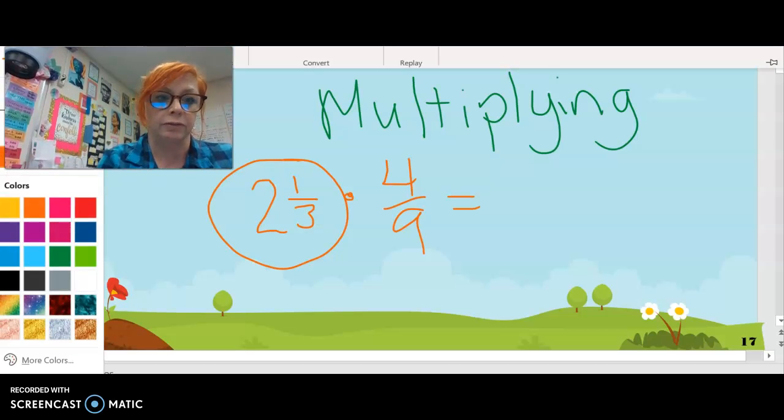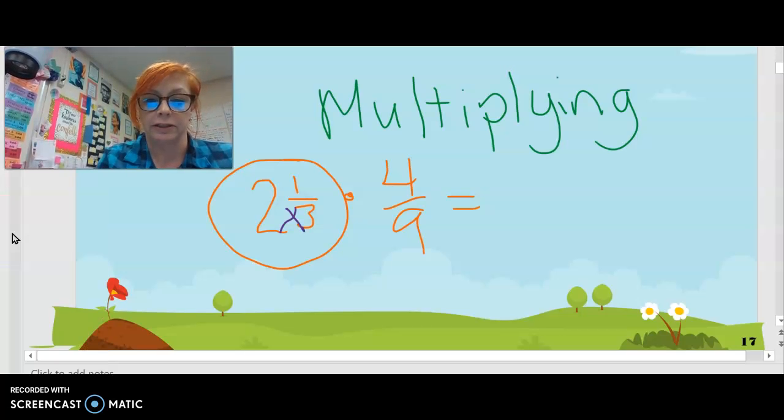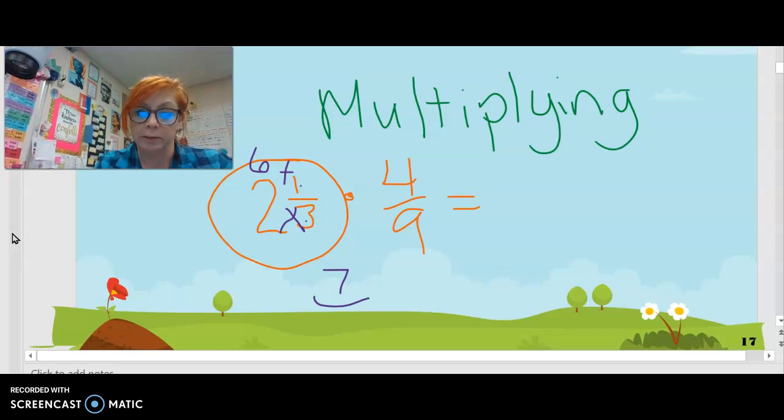Let's do that first. We've practiced this a lot, so I'm sure you know how to do this. First you do 3 times 2, that's 6, plus this 1 is what? 7. And what will be my denominator? Well, the denominator stays the same. Times 4/9.